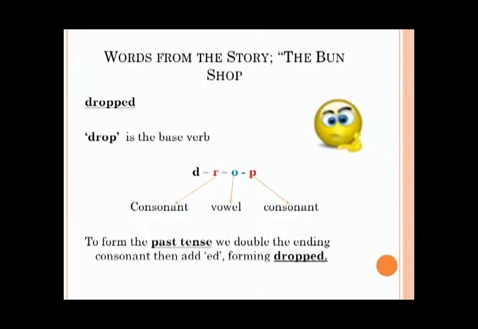D-R-O-P has a CVC pattern at the end. R, consonant. O, vowel, and P, consonant. To form the past tense, we double the ending consonant, then add ED, forming the past tense verb dropped.